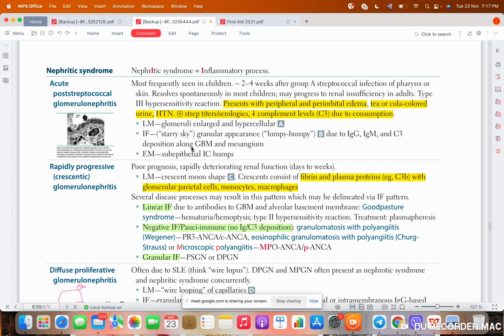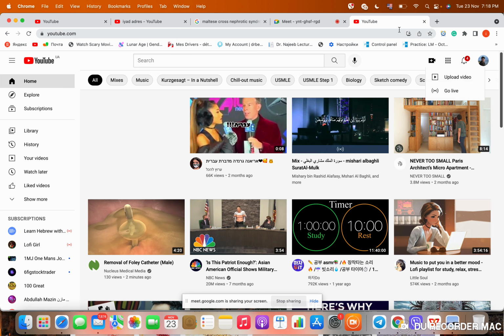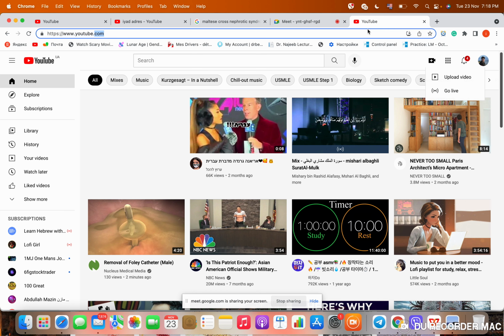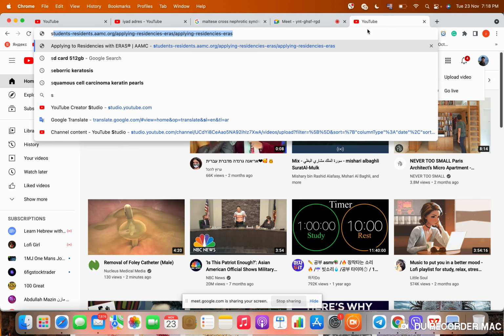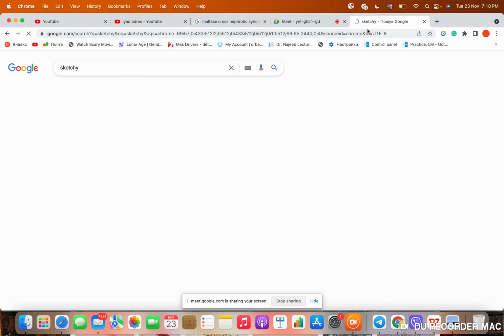So, acute post-streptococcal glomerulonephritis is most commonly seen in children. Why do these children have it? It happens 2 to 4 weeks after a group A streptococcal infection of the pharynx or the skin. The group A streptococcus is also called Streptococcus pyogenes. Pretty soon we'll start microbiology. When we do, please be careful, because I want all of you to do Sketchy. For those who don't have a Sketchy account, let me know. I will figure out a way for you to get it.